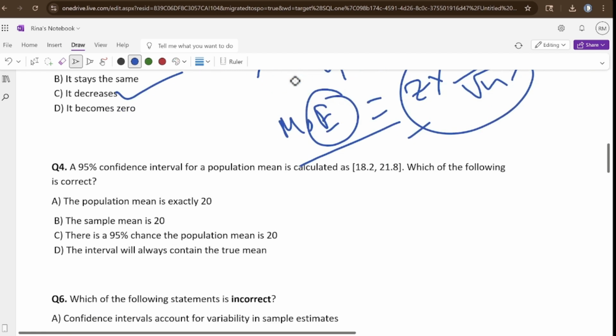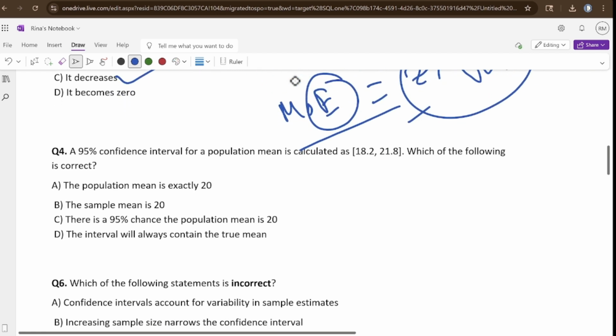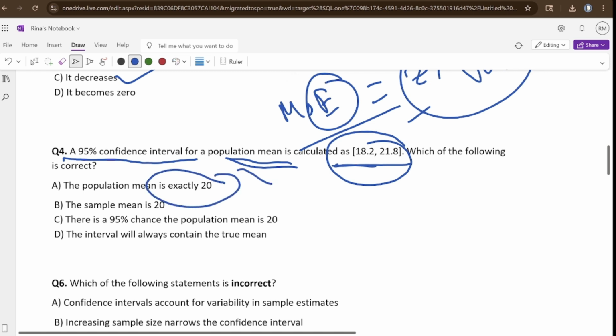Okay. Now, a 95% confidence interval for a population mean is calculated as 18.2 to 21.8. Which of the following is correct? Population mean is exactly 20? Population mean is never exactly 20. The sample mean is 20.